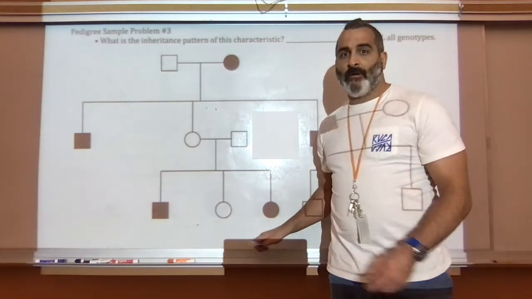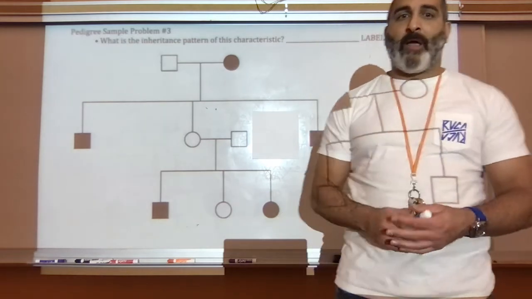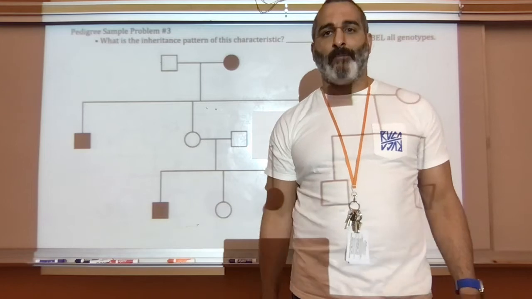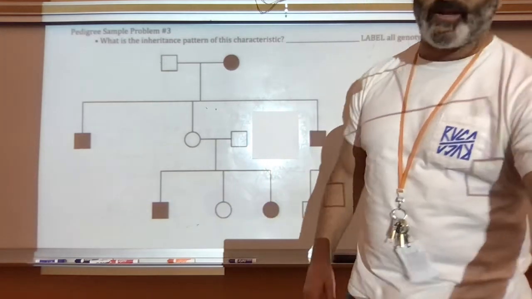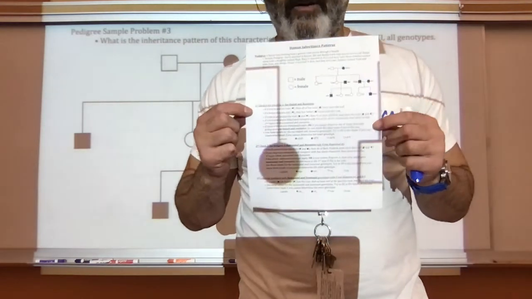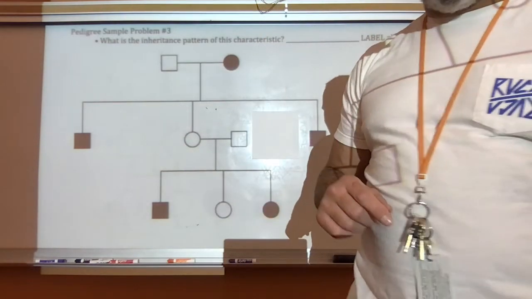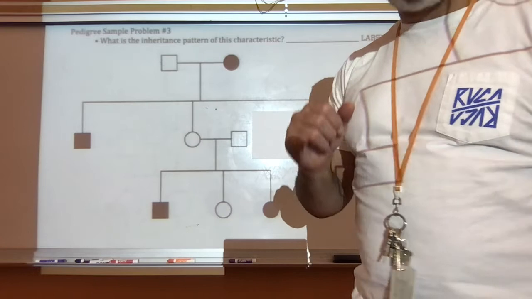All right, sample problem number 3. Remember, just like all the other ones, you start over, you go back to sex linked every time. So let's go over the rules of sex linked. And what am I doing? Just as a reminder, I'm reading these rules right here on your paper to you. Rule number 1, okay? If sex linked, okay?